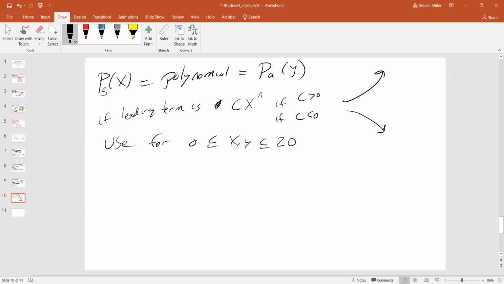And so what I noticed is, if I start off with some simple choices for the polynomials, I can actually do the modeling and I can get the exact answer. So I tried exponentials. PS, PA exponentials.